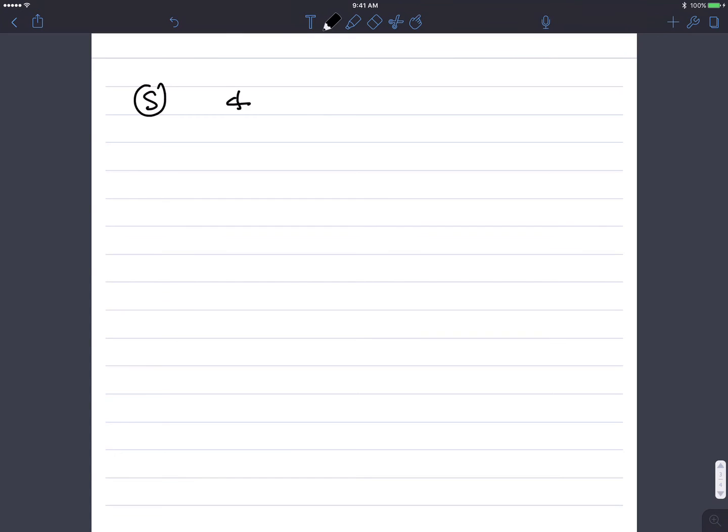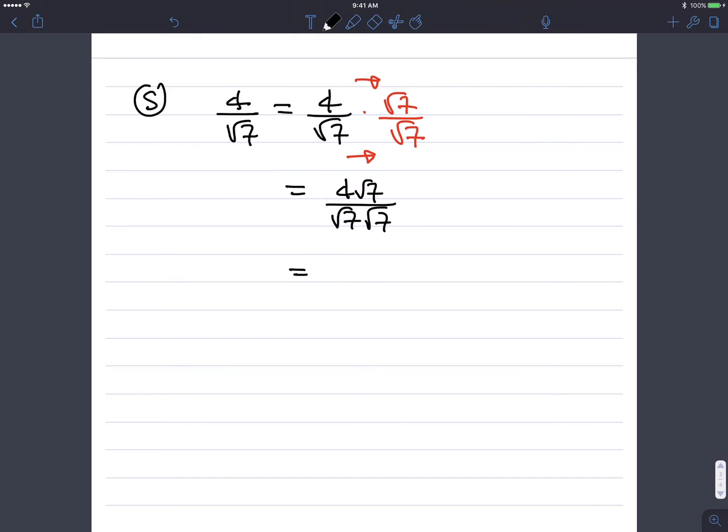Number 5. 4 over the square root of 7. Multiply the top and bottom by the square root of 7, because this number is really 1. We're going to multiply horizontally across. So we end up with 4 times the square root of 7 over the square root of 7 times the square root of 7. Here's where we're focusing again. Square root of 7 times the square root of 7 is simply 7. We've rationalized the denominator.